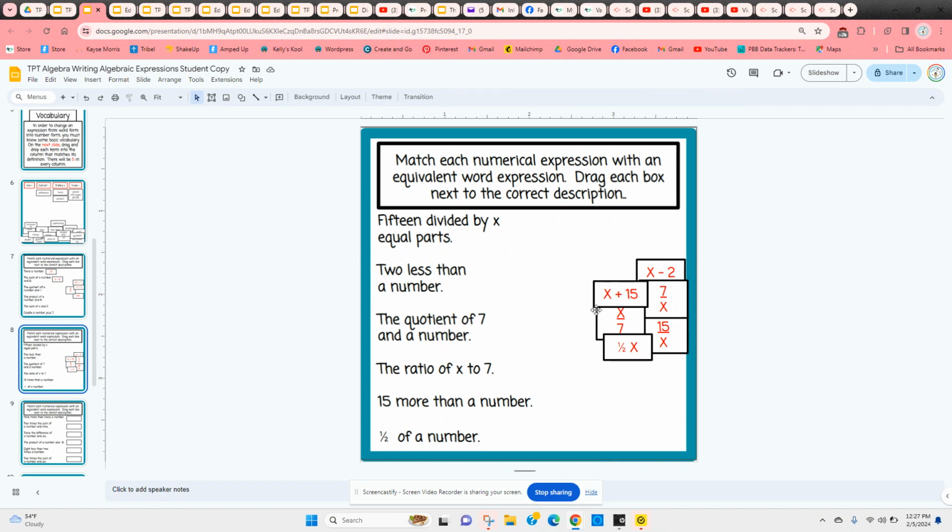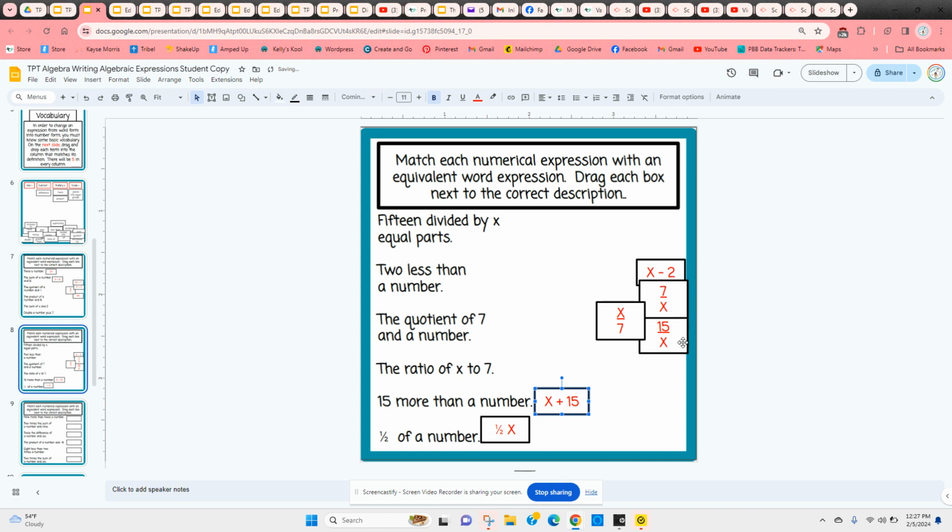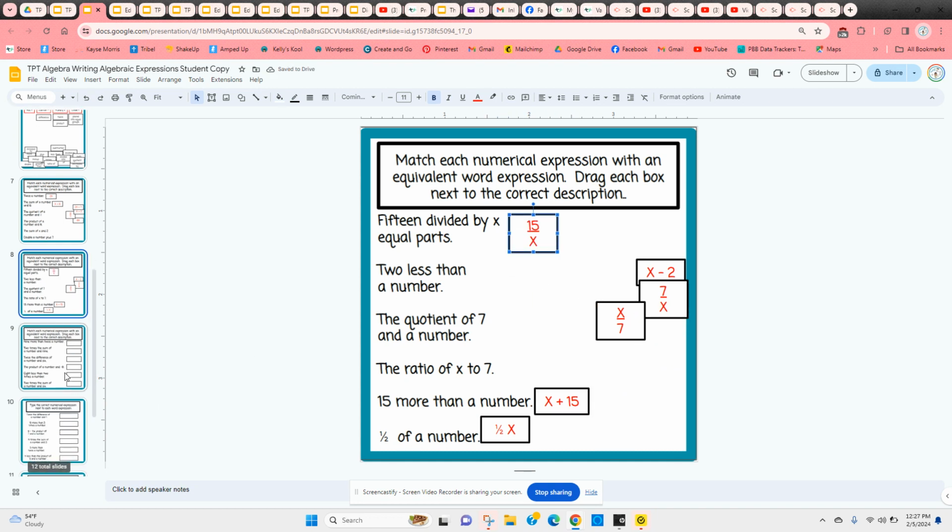Some more on slide 8. Here we have half of a number. And again, just drag and drop. 15 more than a number. 15 divided by x equal parts. It gets a little bit more difficult.